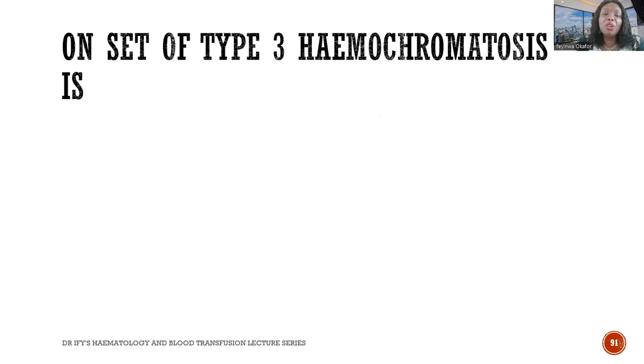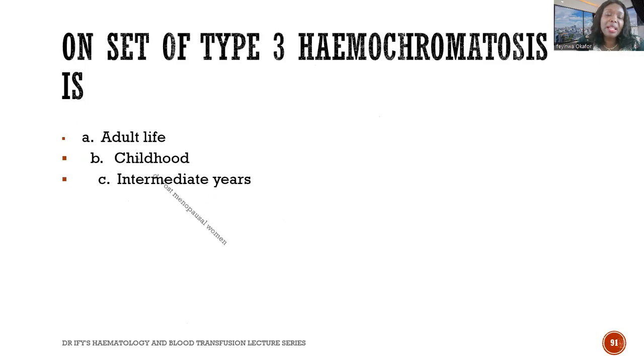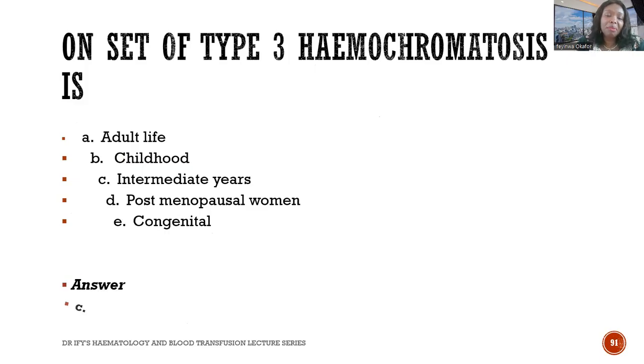Onset of type 3 hemochromatosis is: adult life, childhood, intermediate years, postmenopausal women, congenital. Answer: C, intermediate years. Type 3 hemochromatosis occurs in the intermediate years, at around 30 years of age. So intermediate years is the correct answer.